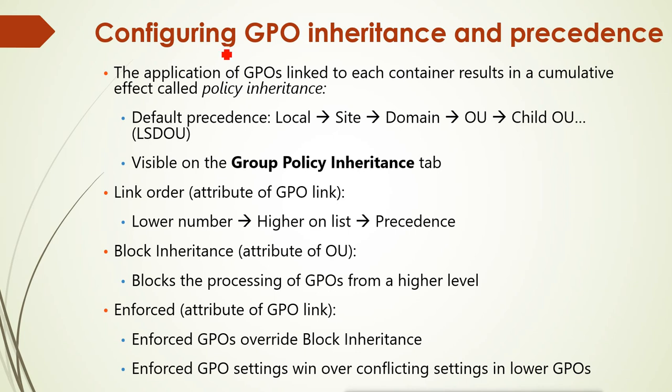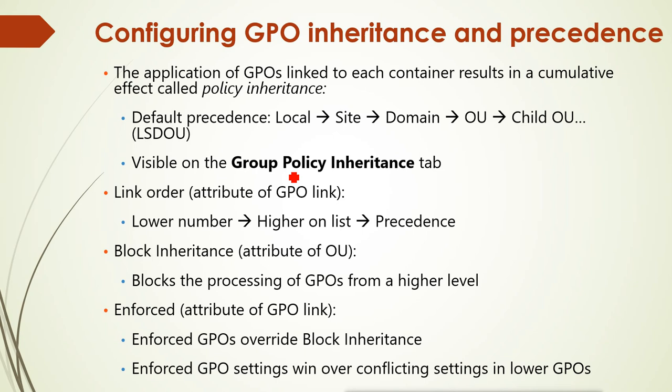Then one more thing is called group policy inheritance and precedence. That is what I am saying here: the application of the group policy linked to each container results in a cumulative effect called policy inheritance. So the default order is like this: local, then site, domain, OU and child OU. We can easily remember this as LSDOU. It is visible on the group policy inheritance tab.